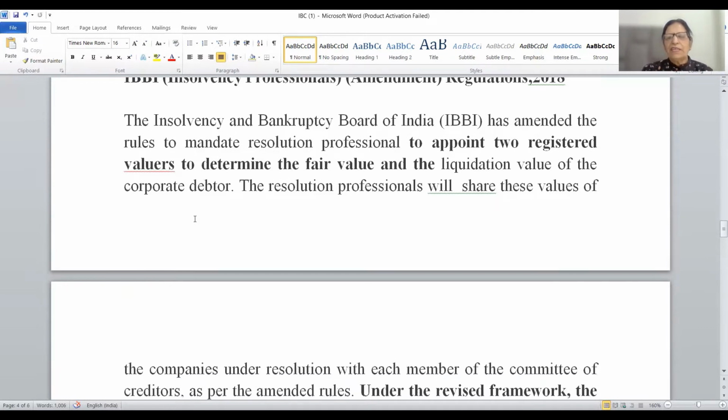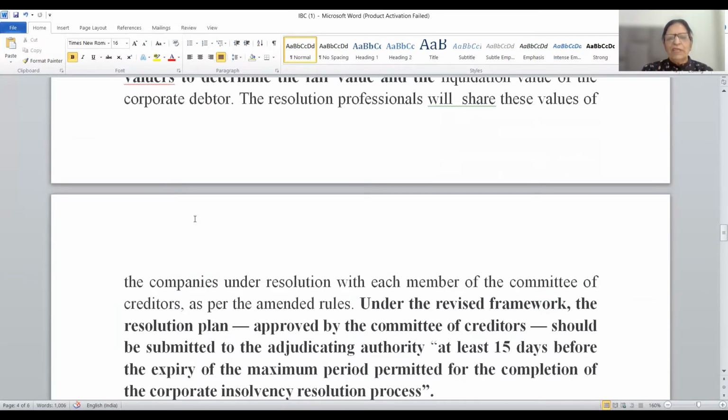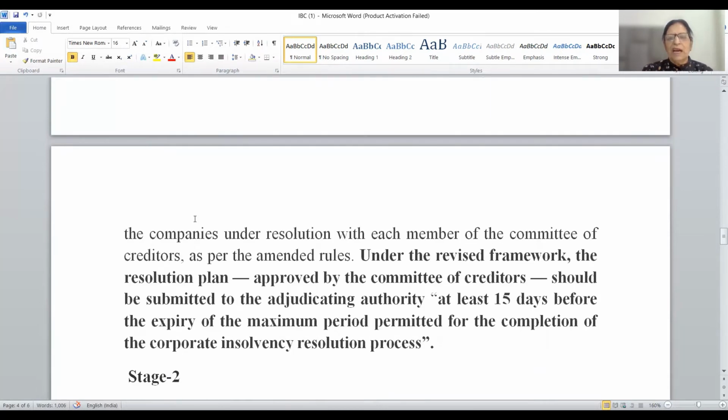The RP will share these values of the companies under resolution with each member of the committee of creditors as per the amended rules. Under the revised framework, the resolution plan approved by the committee of creditors, that is the COC, should be submitted to the adjudicating authority or AA at least 15 days before the expiry of the minimum period permitted for the completion of the corporate insolvency resolution process.